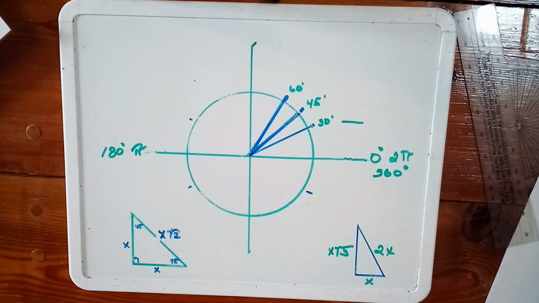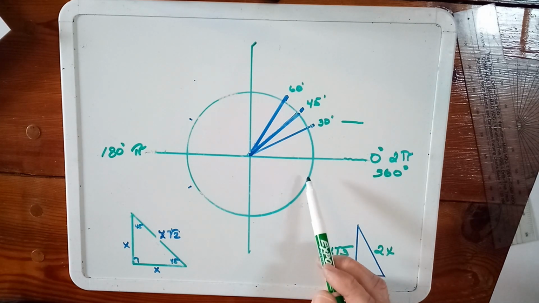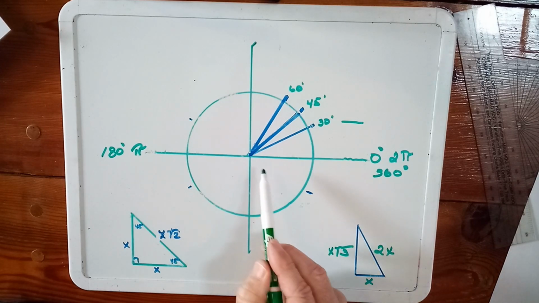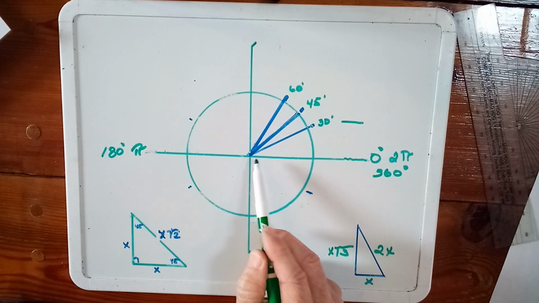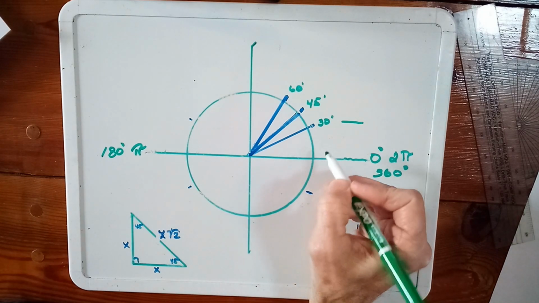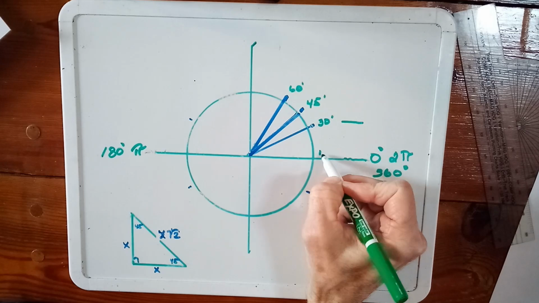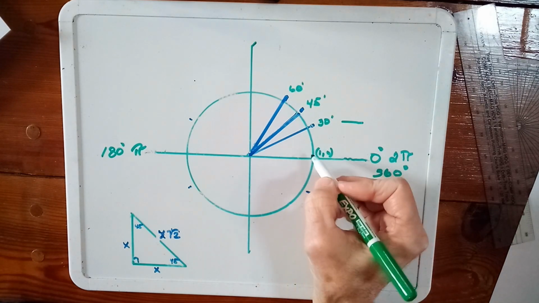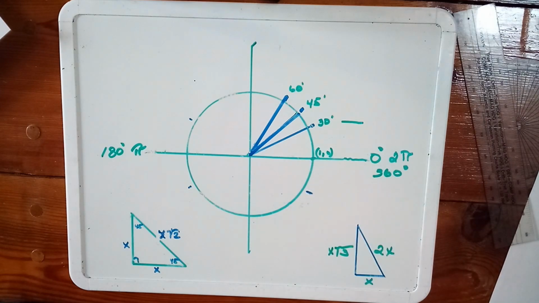Today we're talking about the unit circle. So here is a visual depiction of that. Why do we call it a unit circle? Because this measurement from the origin to this point right here is 1 unit. So if I had to put a coordinate point right here, it would be 1, 0.